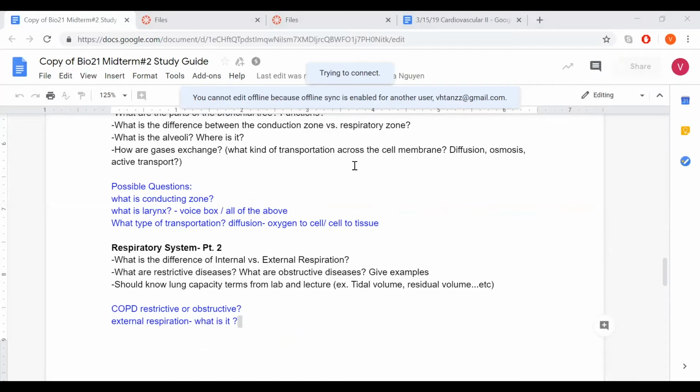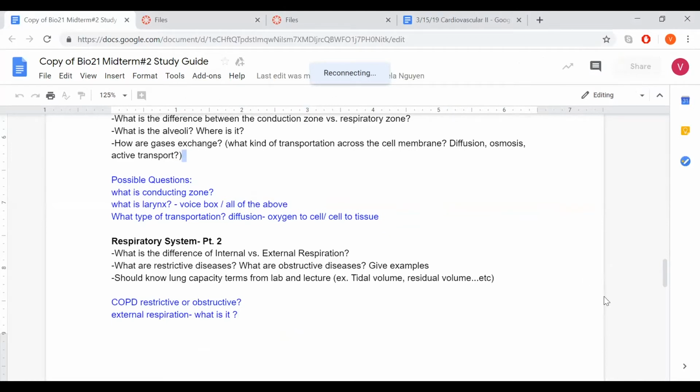The conducting zone is the upper respiratory tract, and then that's moistening all the air, and the respiratory zone is exchanging the gases. Okay. And then moving on.